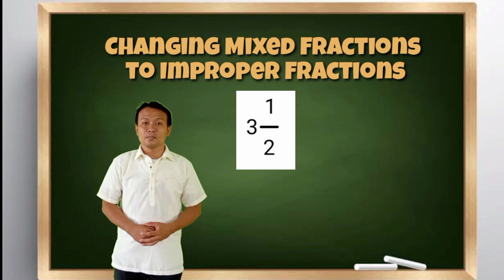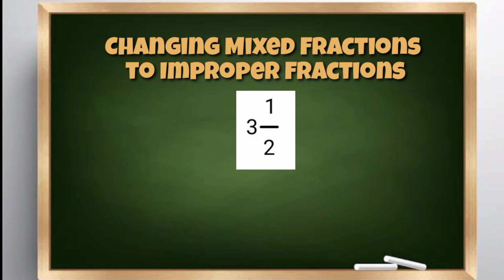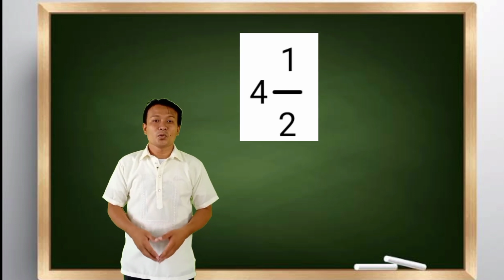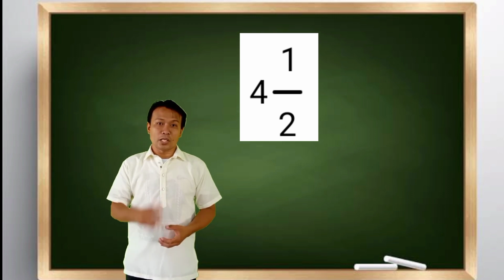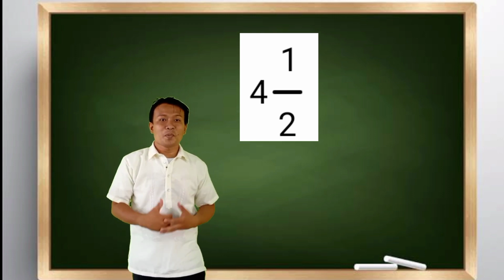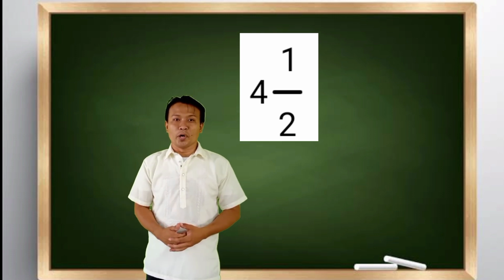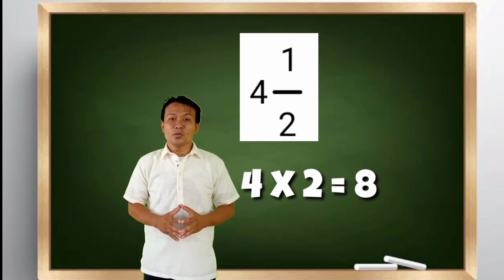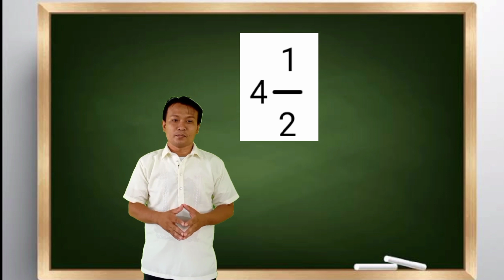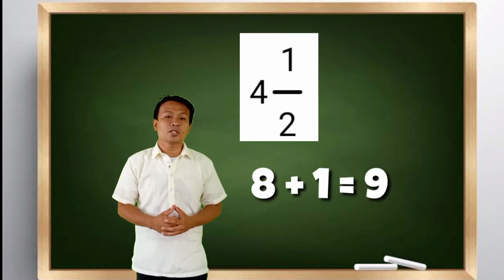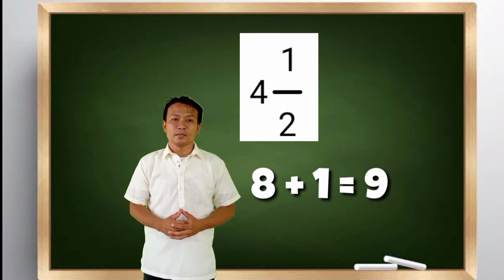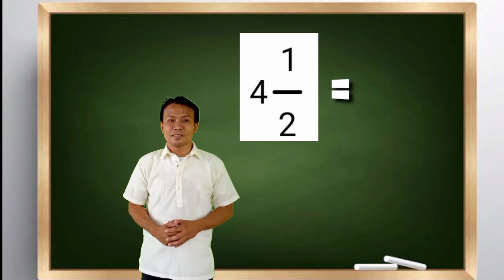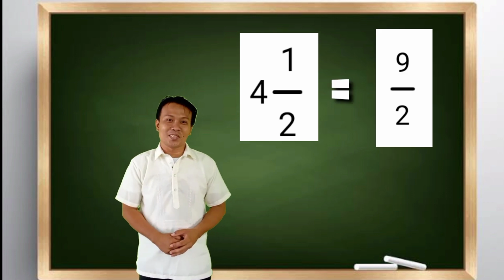The answer now is 7/2. Let's have another example. 4 and 1/2. To transform this to improper fraction, just repeat the same procedure. Multiply the denominator 2 to the whole number 4. So we have 4 times 2 is equal to 8. Then add the numerator 1 to the product. We have now 8 plus 1 is equal to 9. Then copy the denominator 2. Therefore, the answer is 9/2.